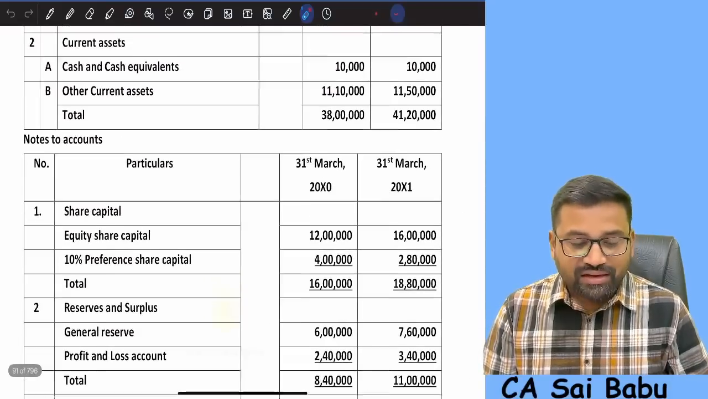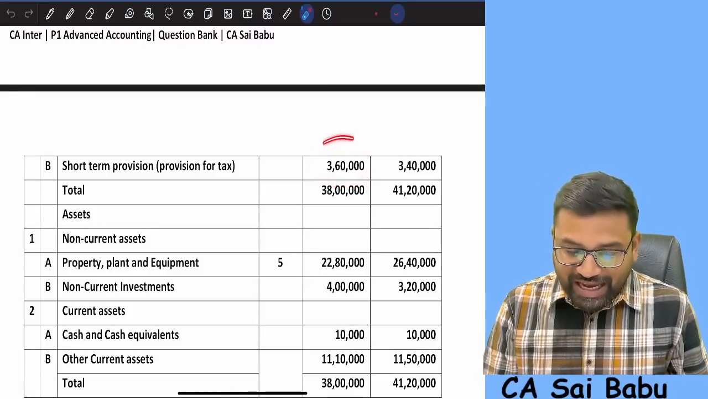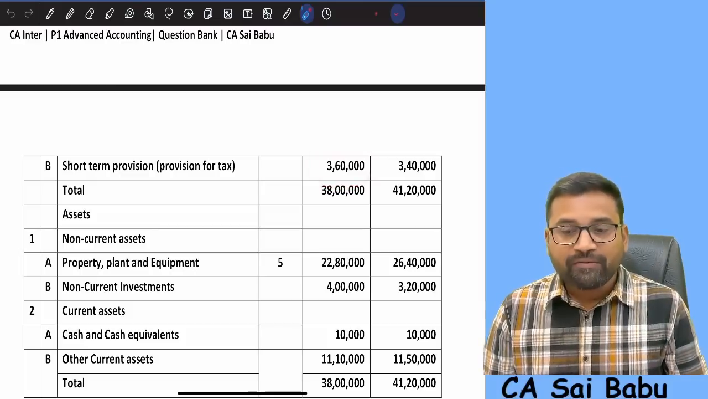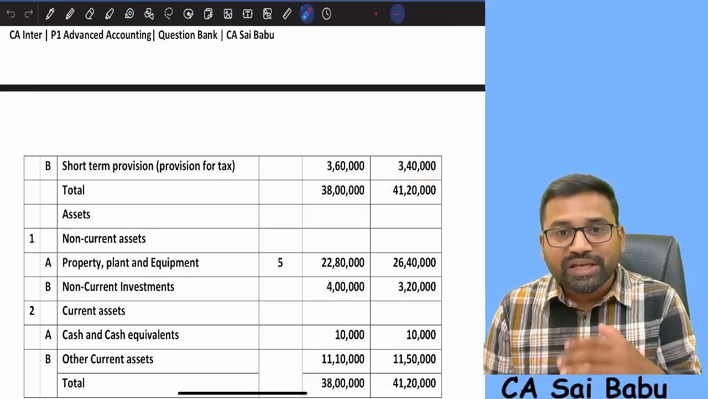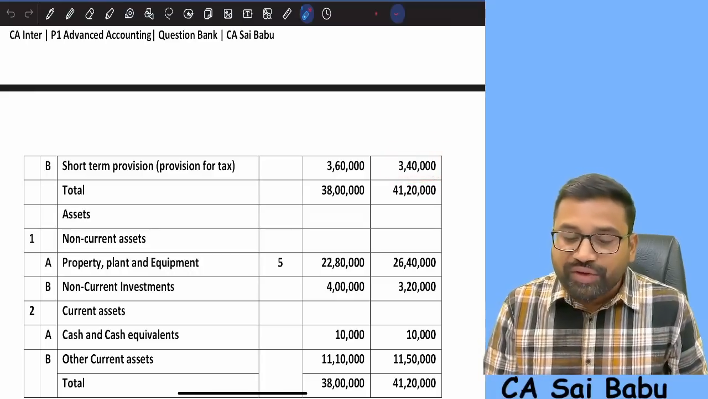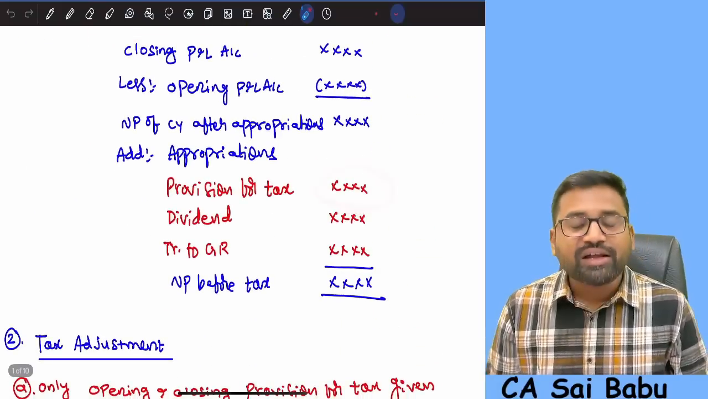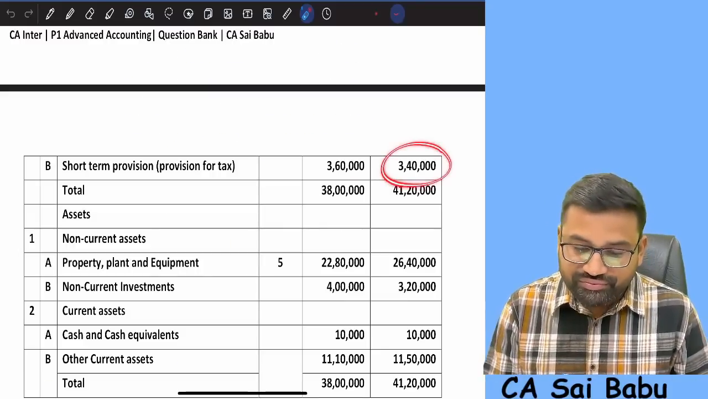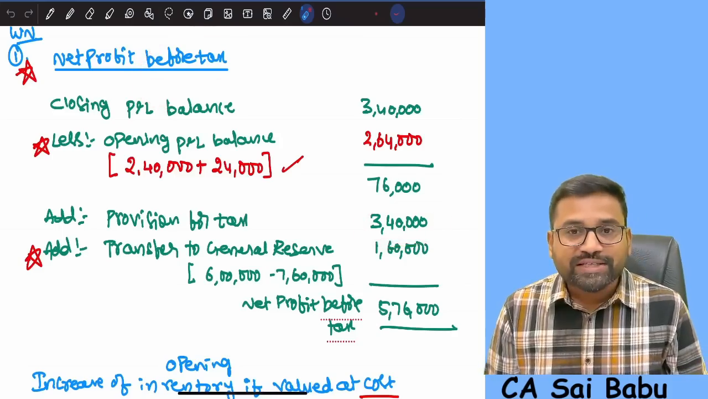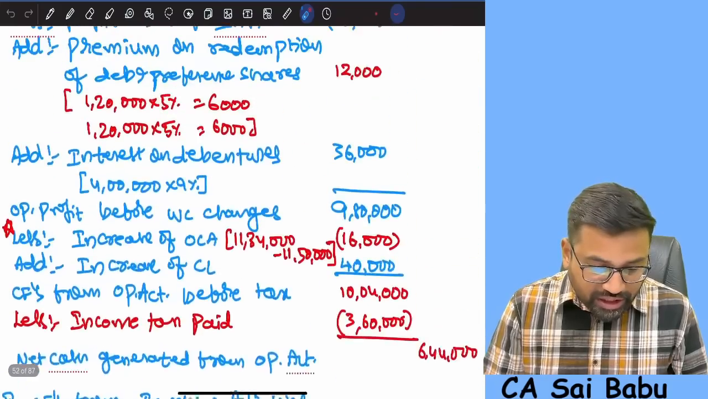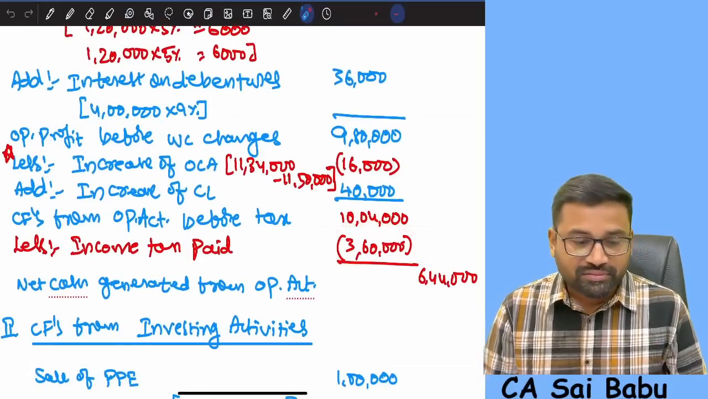If this is the case, sir, what we need to do is, whatever the opening provision is there, it is assumed paid during the year. Therefore, tax paid during the year is 3.6, which we will consider in cash flow from operating activities. This 3.4, whatever is there at the end of the year, it is nothing but provision for tax of the current year. So when you are ascertaining net profit before tax, if it is not given in the question, you need to add back current year provision for tax, in this case 3.4. So if you look at the solution, to ascertain net profit before tax, we have added 3.4 lakhs. And also, to ascertain cash flow from operating activities, the income tax paid we have taken is 3.6, that is the opening provision. So this is the treatment.